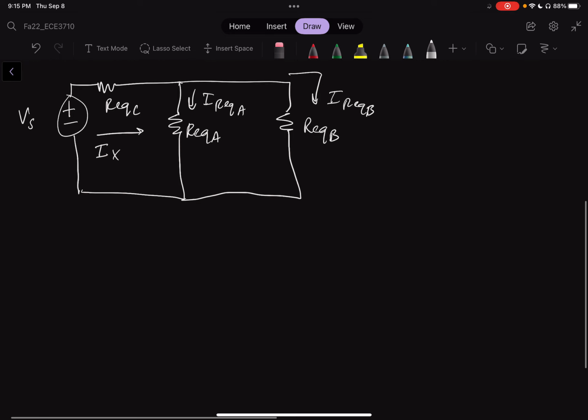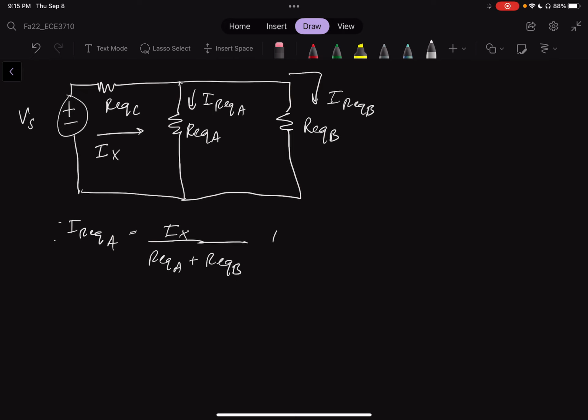So let's write those right off the bat. IR equivalent A is equal to IX over R equivalent A plus R equivalent B, times R equivalent B, and IR equivalent B is equal to IX divided by R equivalent A plus R equivalent B, times R equivalent A. Okay, so the question that is remaining is, what is IX?